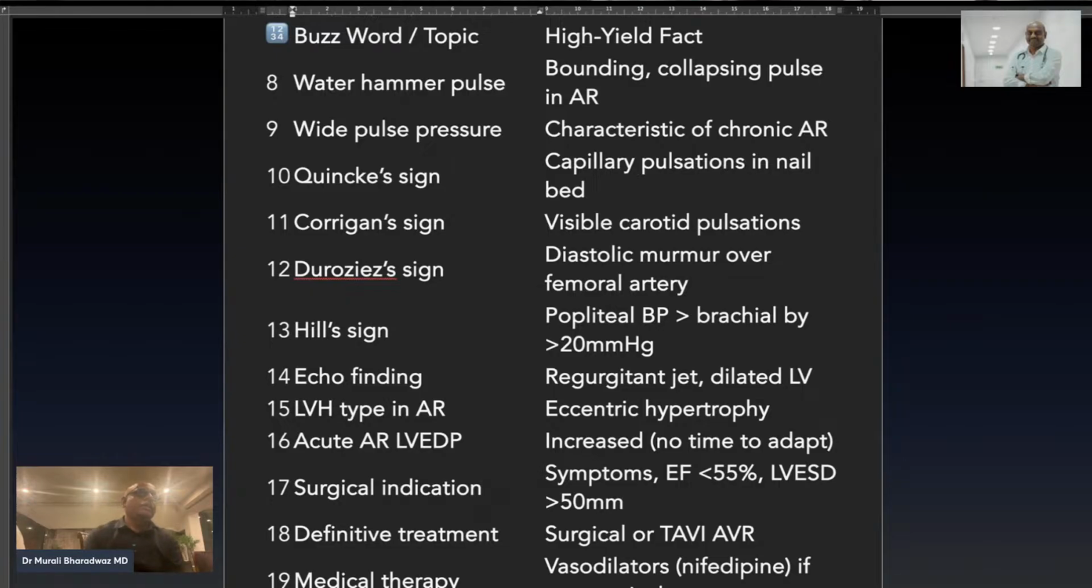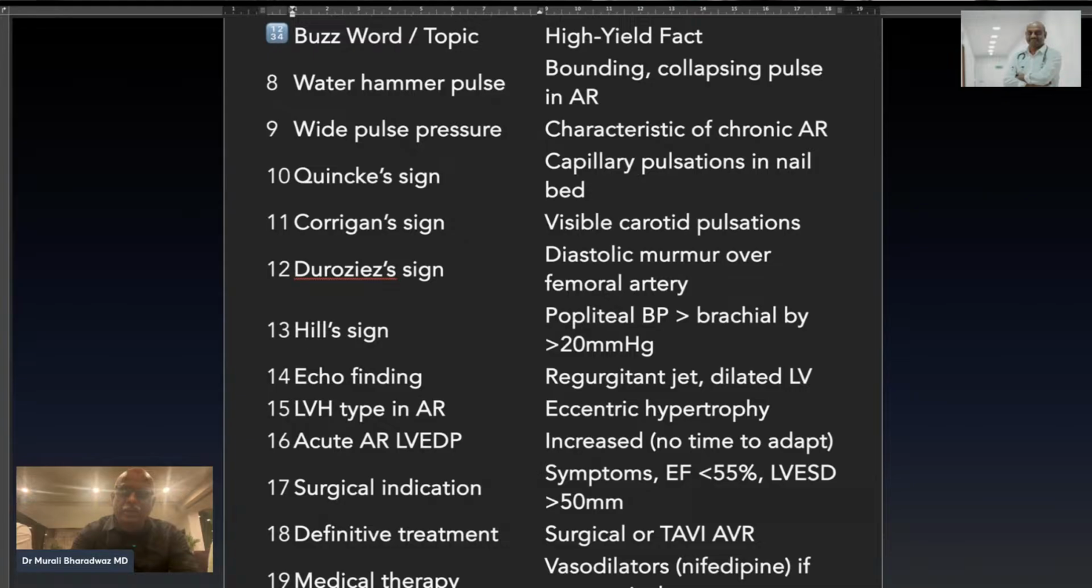Based upon the pressure difference between lower limb and upper limb, it is called mild if it is 20 to 40, 40 to 60 is moderate, and more than 60 is called severe aortic regurgitation. But now the question is still unanswered.